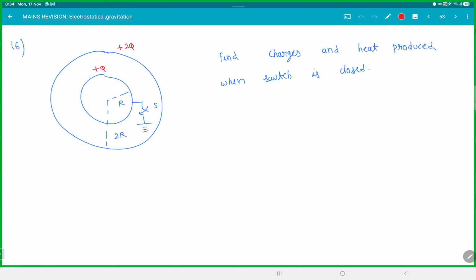Let's get this. This is another good one. This is kind of a capacitors question, but let's do it. Inner shell, outer shell, plus Q, 2Q. The inner shell is grounded. Find the charges and the heat produced. That's a Gauss's law question, a good one.